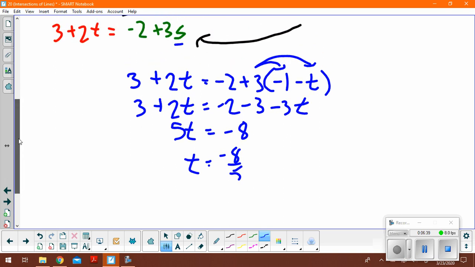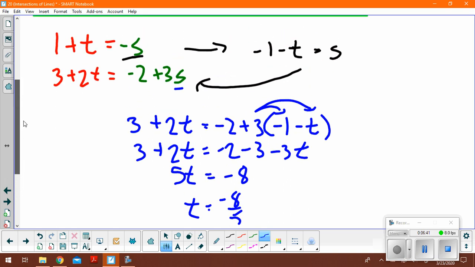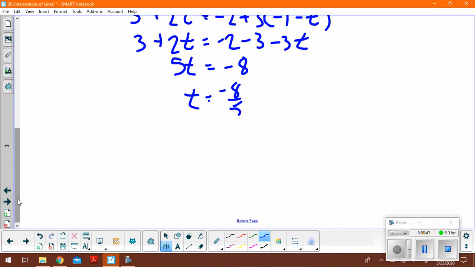Now I have t, I can figure out s. So I'll go back to this equation up here. s is equal to -1 minus t. s equals -1 minus -8 fifths.